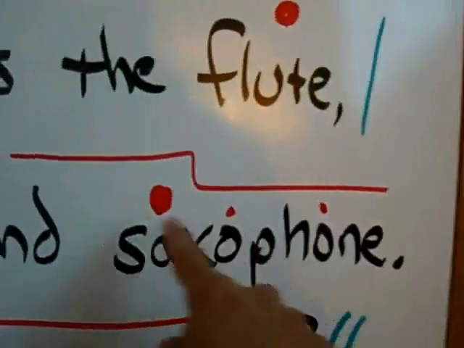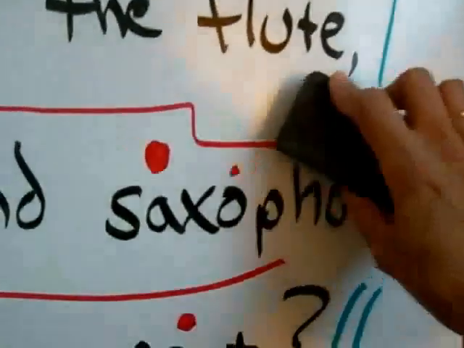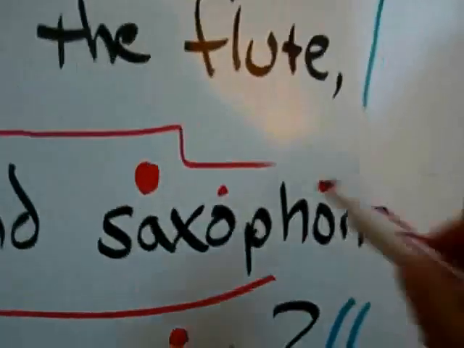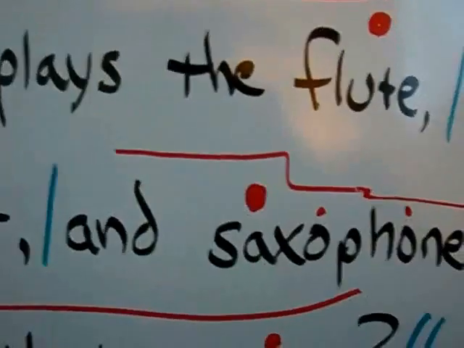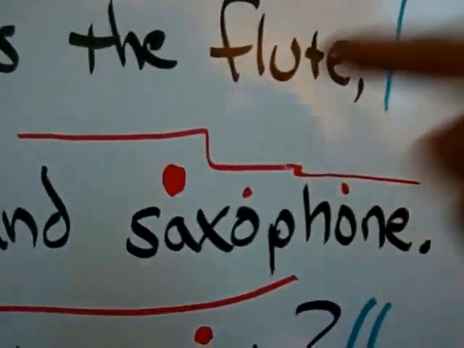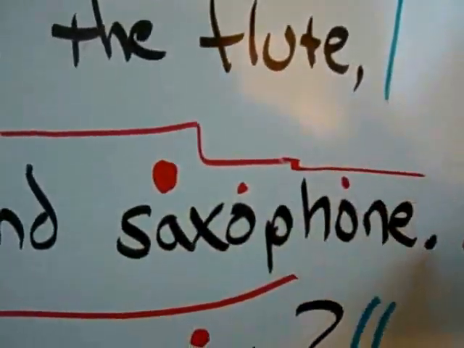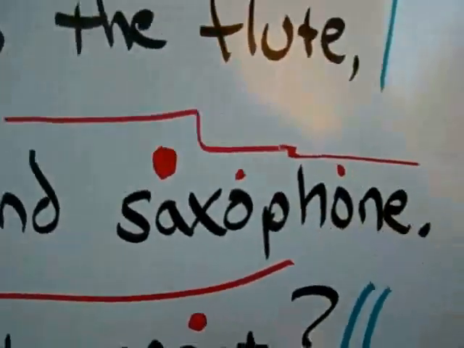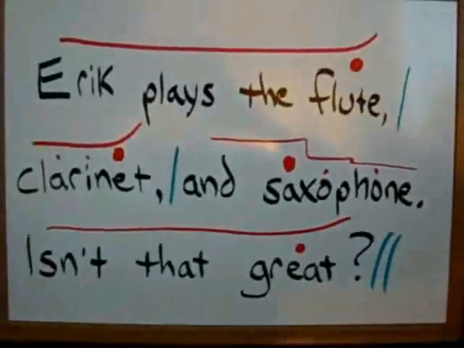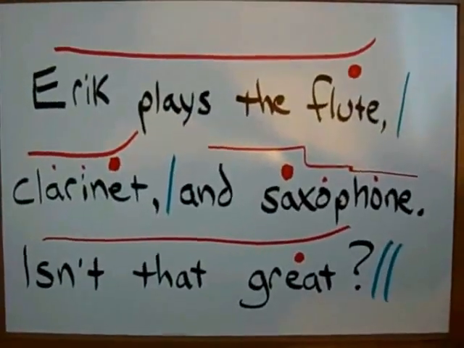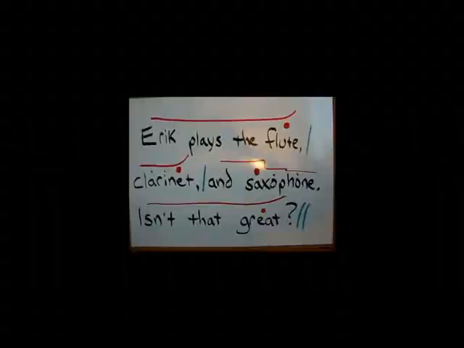but the stressed syllable is the first one, which means we have two more syllables to make our voice fall down, and actually can fall down even further. The more unstressed syllables that follow, the more our voice can step down. Saxophone. Listen to the entire example again. Eric plays the flute, clarinet, and saxophone. Isn't that great?